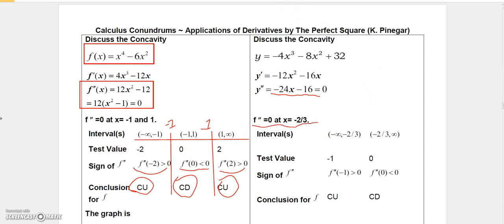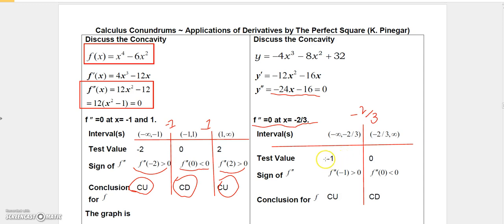Since I only got one possible point of inflection, I'll just draw my number line, and that breaks here at negative 2/3. So that represents negative 2/3.